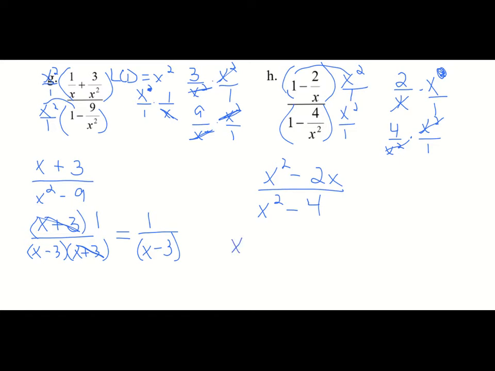So it becomes x times x minus 2. And then on the bottom, this is, again, your difference of perfect squares. So x squared minus 4, we can factor and make it x minus 2 times x plus 2. And my x minus 2's are the same on the top and the bottom, so we can cancel those. And it leaves me with my final answer of x over x plus 2. And that's our final answer.